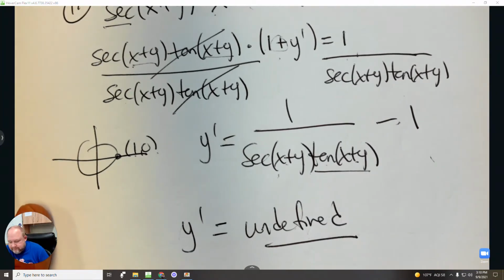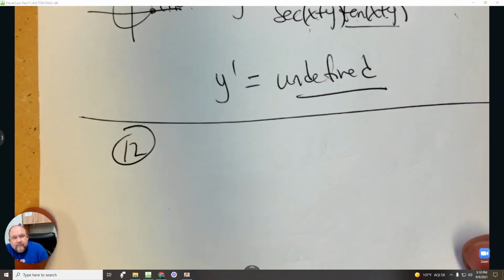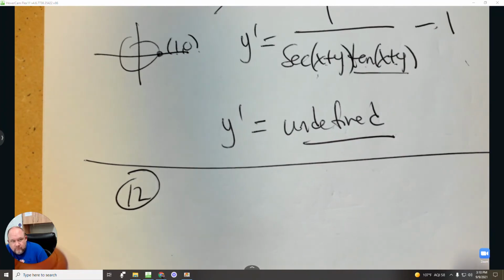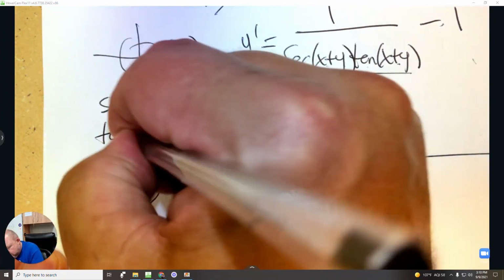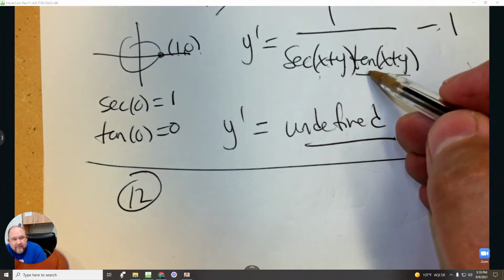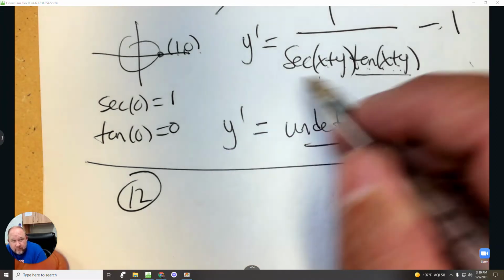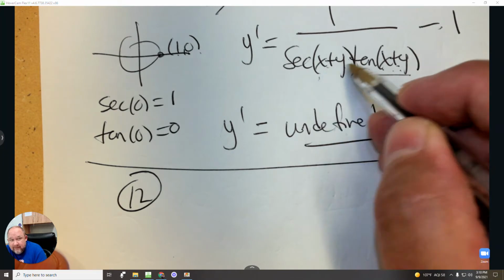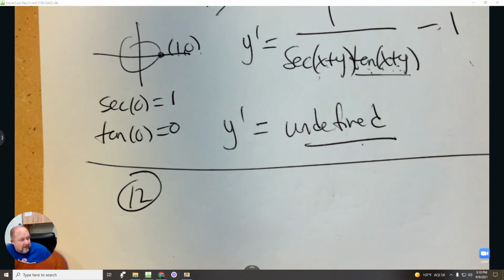Number 12. So again, it ends up being 0. So the value of tangent at 0 is 0. So it ends up being 0 times 1. That's 0. That's why it's undefined, because we have a 0 in the denominator.